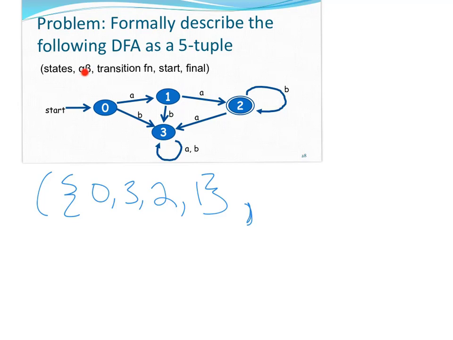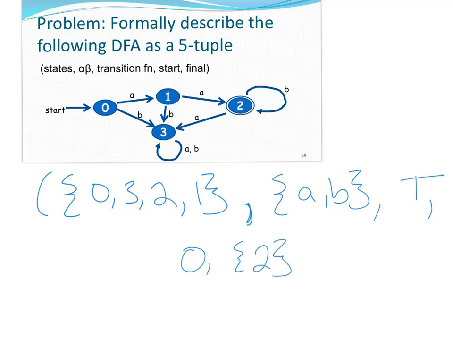The second element of the five-tuple is supposed to be the alphabet. This DFA is over the alphabet A, comma, B. The third element of my five-tuple is my transition table. I'm just going to write a big T for now, and we'll fill that in a minute. And the next element of my five-tuple is the start state. It's a single state, so no set symbols. And my start state is state 0. And then we want to know what is the set of final states. And again, in this one, we only have one, which is the state 2. And we close my five-tuple with a closed parenthesis.